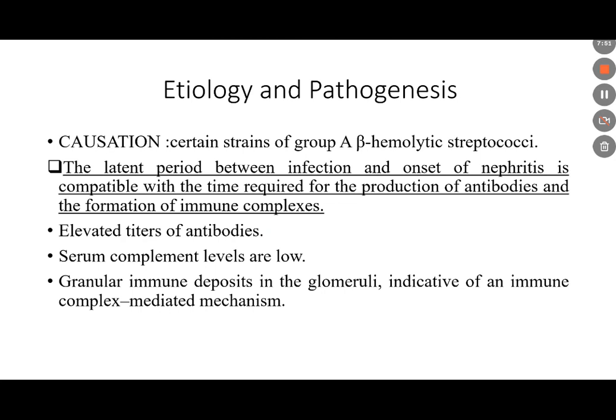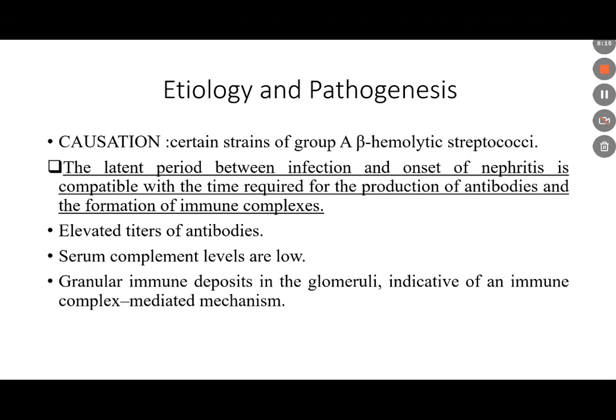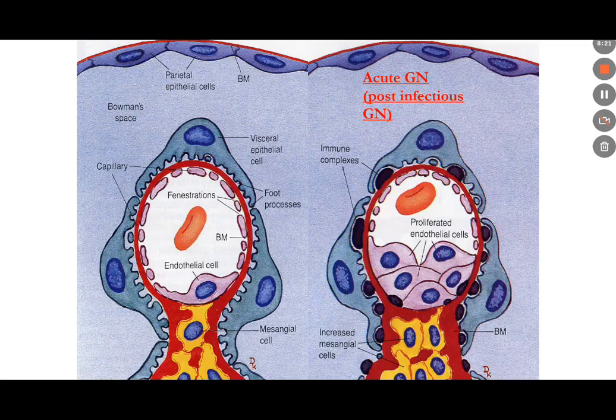The causation again is certain groups of group A beta hemolytic streptococci. So the latent period, which is occurring between the infection and the onset of the nephritis, is compatible with the time which will be required to produce the antibodies, and hence again the immune complexes against the antigen. Elevated titer of antibodies will be seen in blood, serum complement levels will be low, and deposits will be present. These are granular immune deposits in the glomeruli, which indicates an immune complex mediated mechanism.